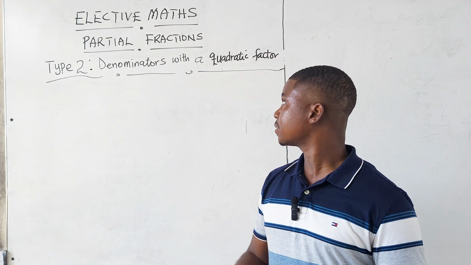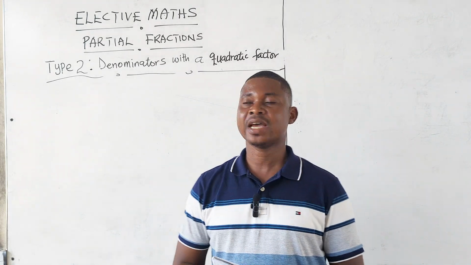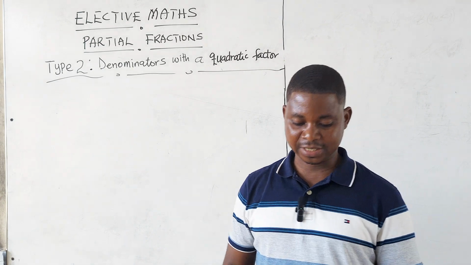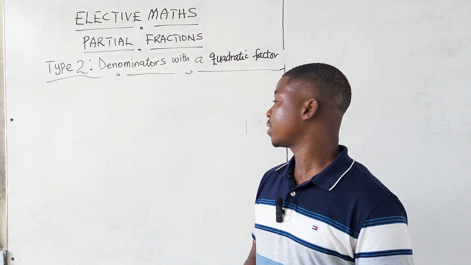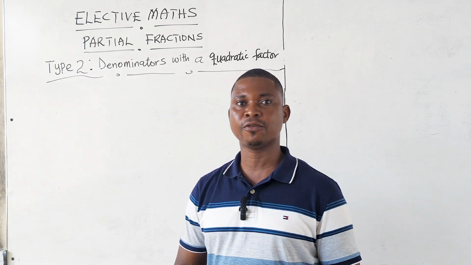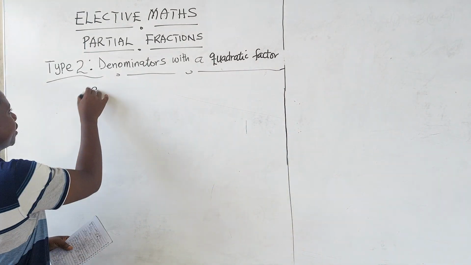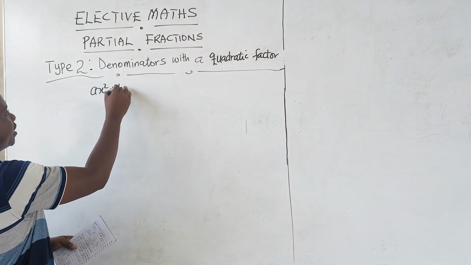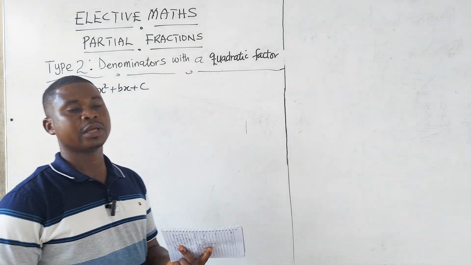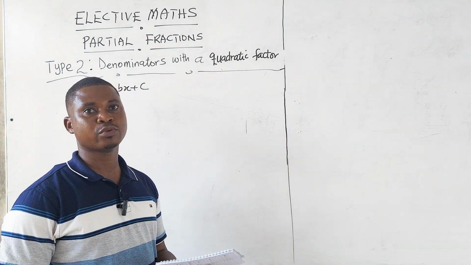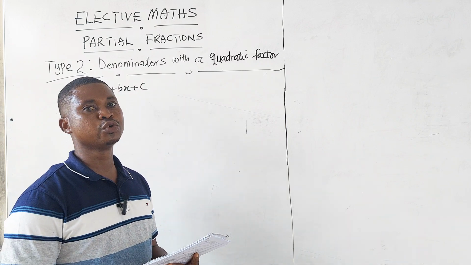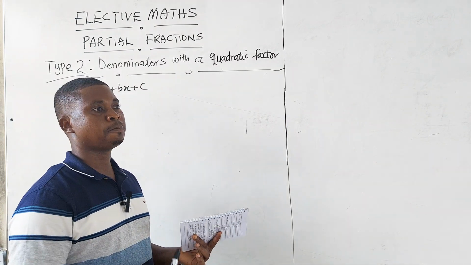Today we are going to look at partial fractions type 2, which talks of denominators with a quadratic factor. So when one of the factors can be expressed in the form ax squared plus bx plus c, then we say that it's in the quadratic factors. That's when one of the denominators can be expressed in this form. Then we need to use this one.